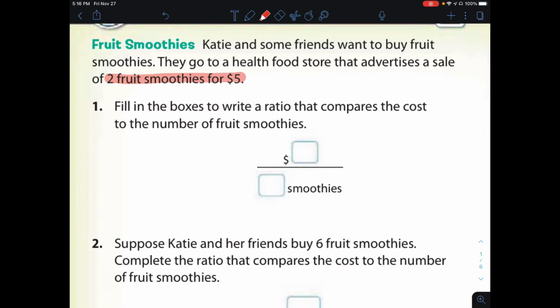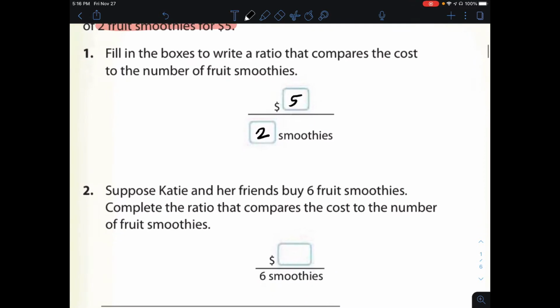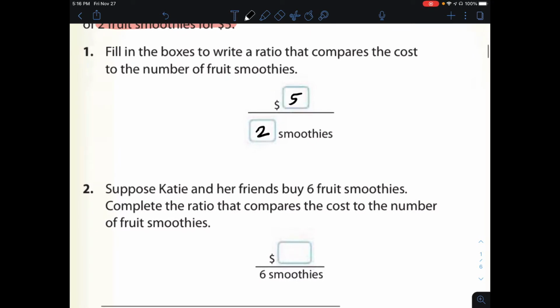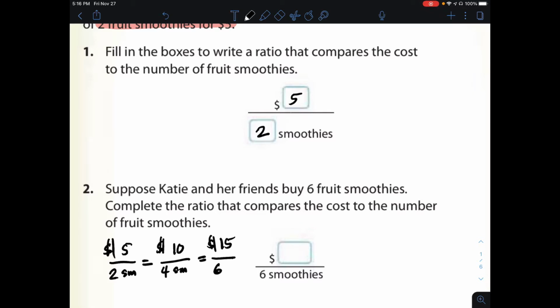So let's fill in those two boxes. We know that for $5, Katie can buy 2 smoothies. That is our rate. Suppose Katie and her friends buy 6 smoothies. Complete the ratio that compares the cost to the number of fruit smoothies. So we know that for $5, Katie can buy 2 smoothies. Therefore, for $10, Katie can buy 4 smoothies. And for $15, Katie can buy 6 smoothies. So here, the missing number is 15.